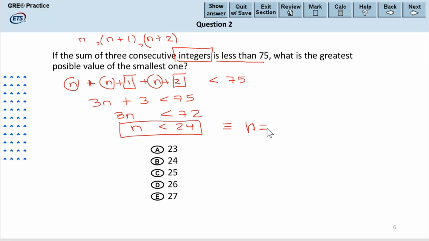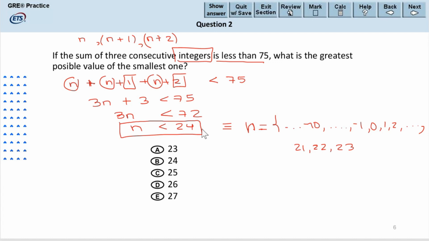Let's say n belongs to this. For example, here, we could have negative 10, here, negative 1. Yeah, n could be a negative integer, right? It could be 0, and then 1, 2, and so on. And then we could have 21, 22, and up to 23. Because n being an integer, and being 23 would still be less than 24.